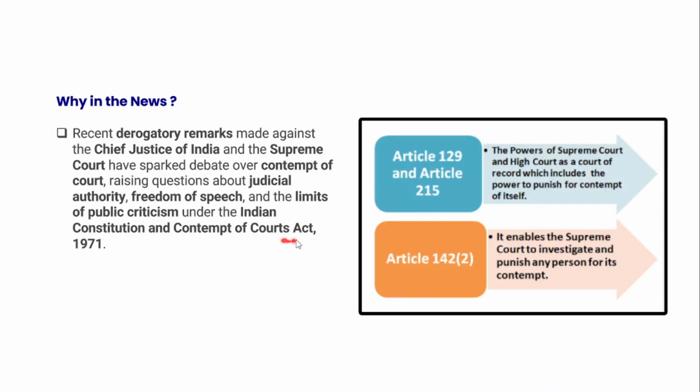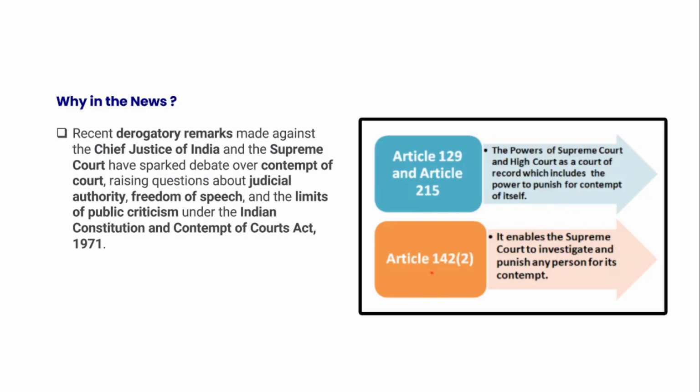because the Contempt of Court Act 1971 defines civil contempt and criminal contempt. Now, in fact, there are some constitutional articles as well, Article 129 and Article 215 of the Indian Constitution. They give the Supreme Court and High Courts the powers of a court of record, which includes the power to punish for contempt of itself, right? So contempt of court essentially means that if the Supreme Court or a High Court gives an order and an individual refuses to follow those orders, then the Supreme Court or the High Courts or any other court can invoke the contempt provisions against the individual or the organization.